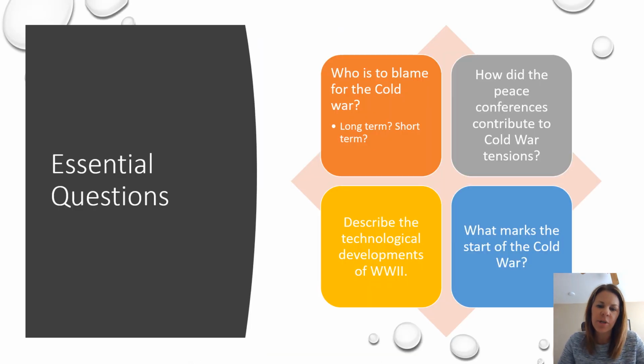Okay, these essential questions should be the same as last time, and we're going to keep asking this question repeatedly. Who is to blame for the Cold War? Both long-term and short-term causes and effects. How do the Paris Peace conferences contribute to the Cold War tensions? And describe the technological developments of World War II. Finally, what marks the actual start of the Cold War? For a war that officially never heats up, how do you mark the beginning of it?